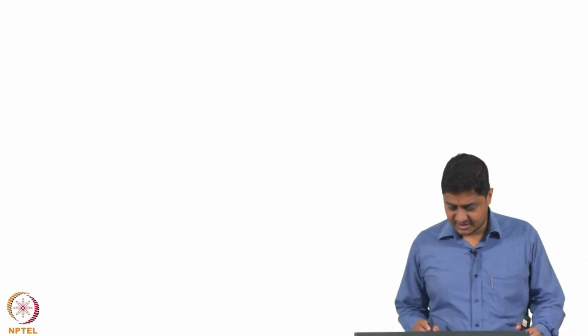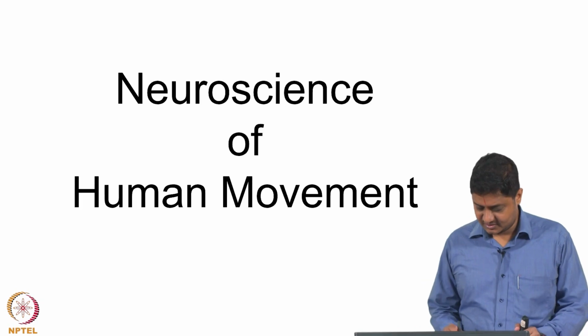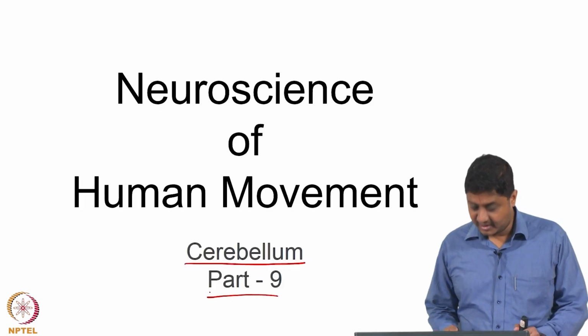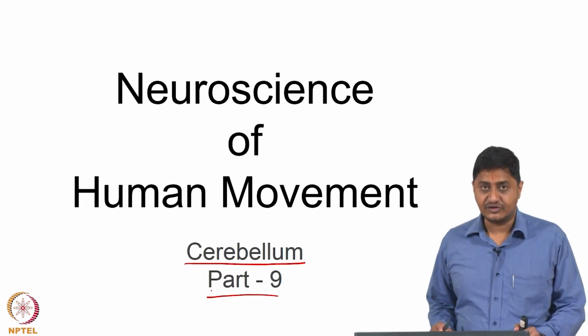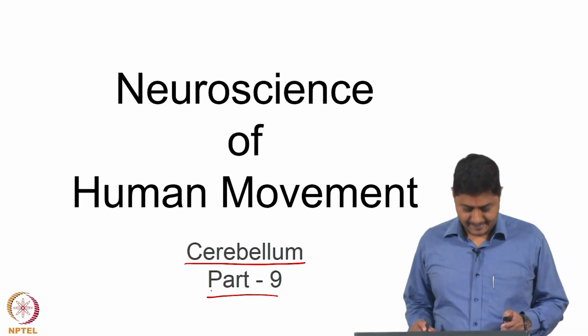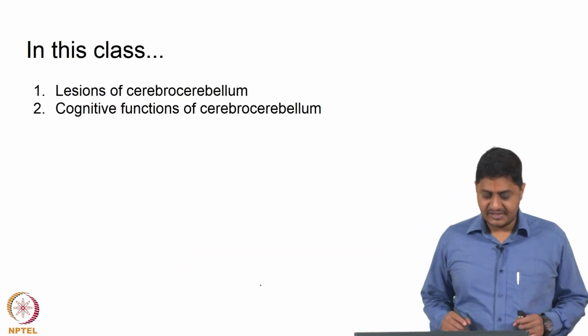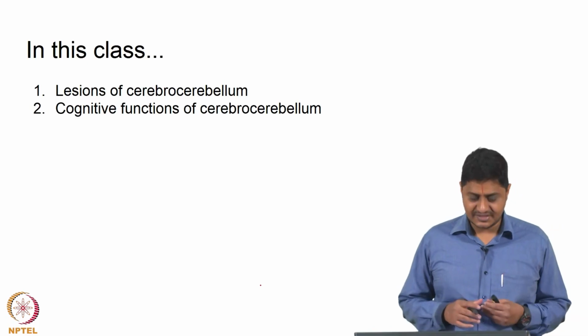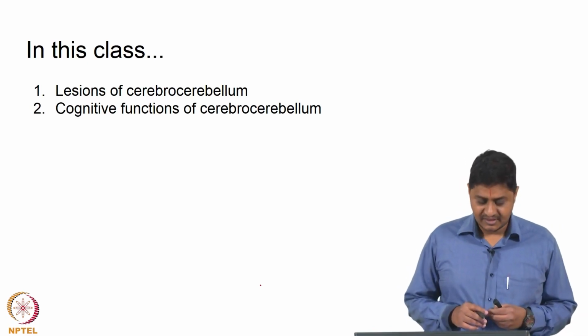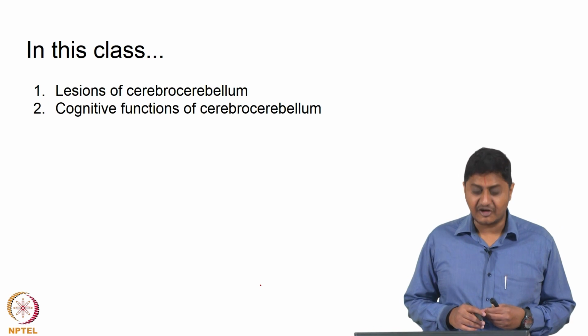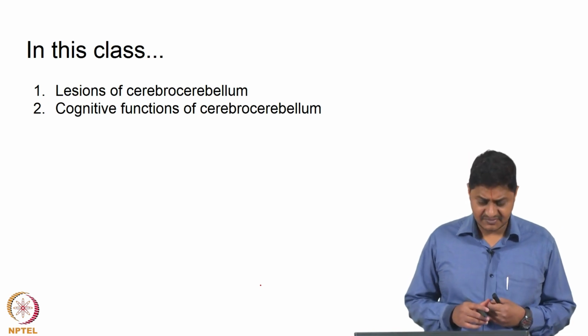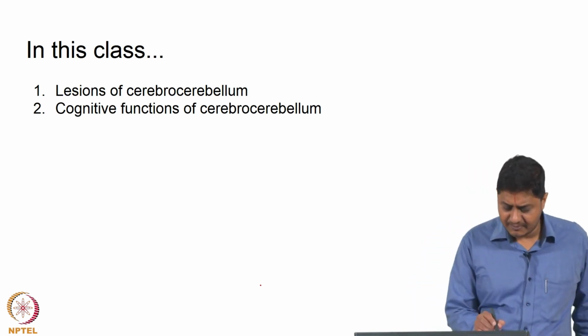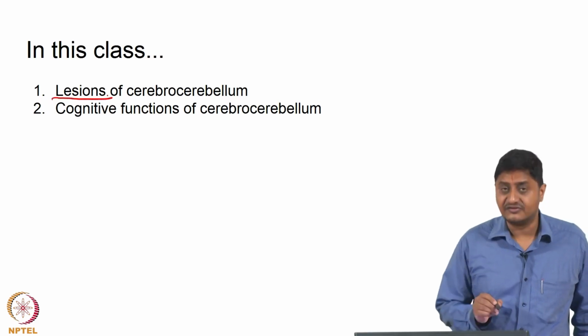So, welcome to this class on Neuroscience of Human Movement. This is part 9 of our discussion on cerebellum. In this class we will be discussing the lesions of cerebellum. We discussed functions of cerebellum in the previous class. In this class we will discuss what happens if there are lesions of the cerebellum.